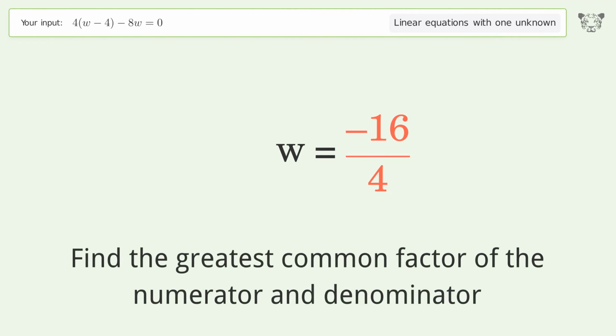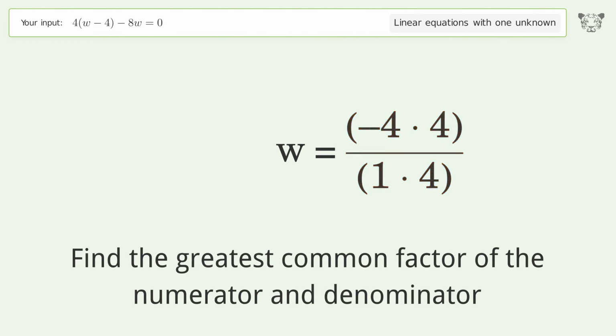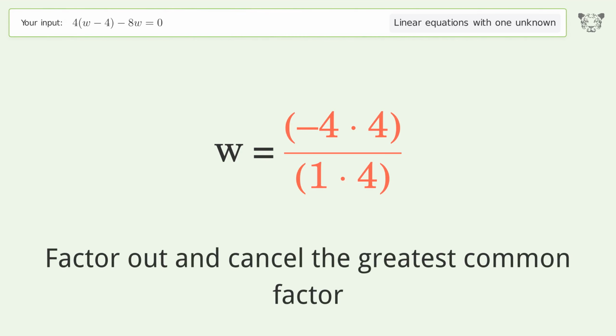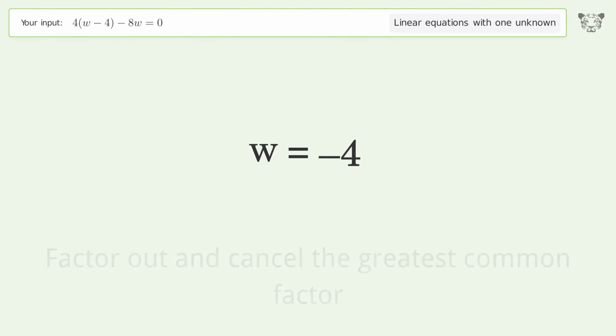Find the greatest common factor of the numerator and denominator. Factor out and cancel the greatest common factor. And so the final result is w equals -4.